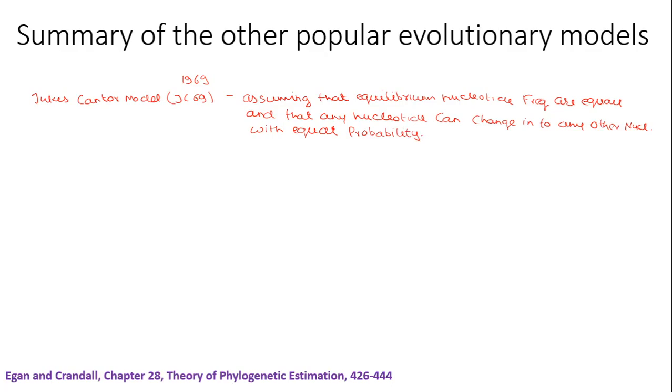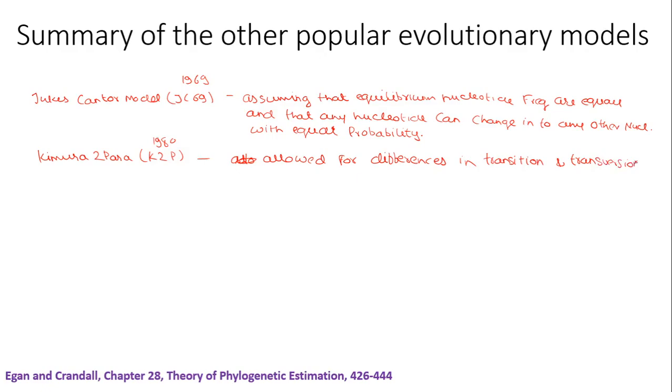Then later on, the Kimura two parameter model came in, what we call the K2P model, in 1980. What these guys did was allow for differences in transition and transversion rates, which we have termed alpha and beta, while they kept base frequencies equal.